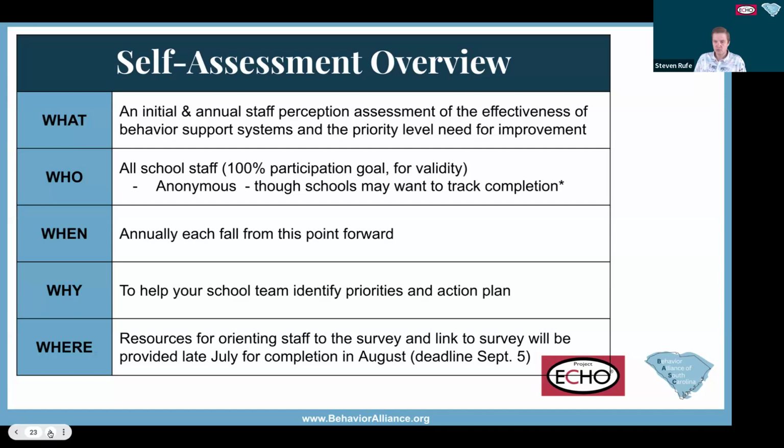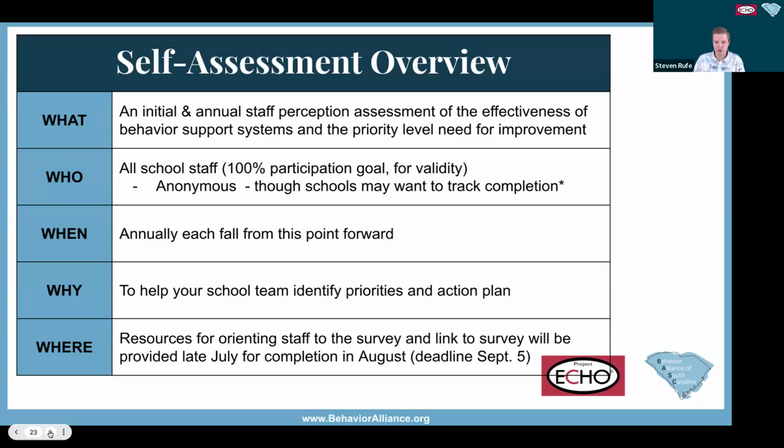And then lastly, resources for orienting staff to the survey, which I'll share a little bit about later, are provided by the Behavior Alliance in late July, so that once the window opens when the school year starts, the school teams have everything they need to administer that survey. We take care of the administration and the data analysis, meaning we give you all the survey link to access, and then we take care of the analysis and the reporting. So you don't have to do any of that work.